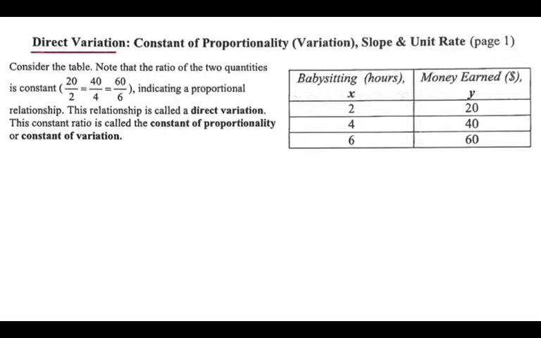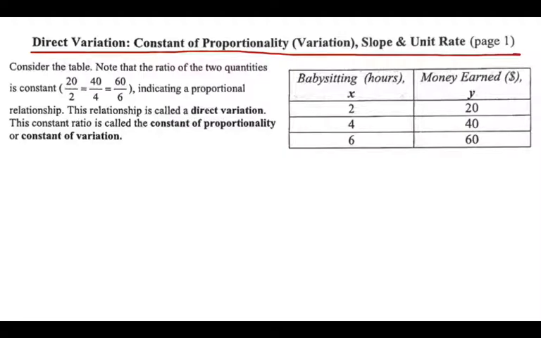Okay, this practice example is for the direct variation, constant of proportionality, slope, and unit rate. So consider the table. Note that the ratio of the two quantities is constant, 20 over 2, 40 over 4, 60 over 6, indicating proportional. Okay, I want to stop for just a second right there.